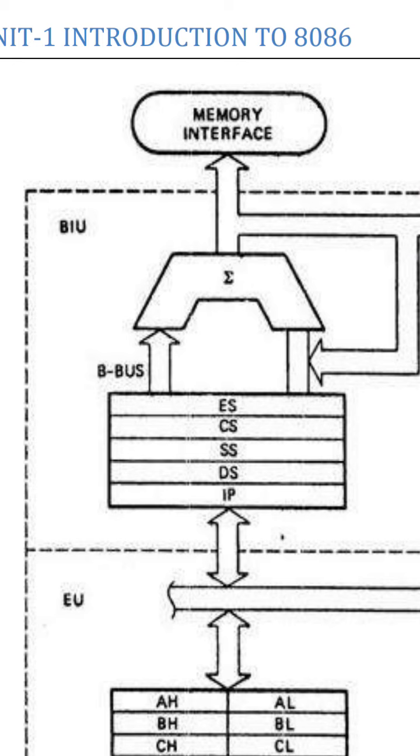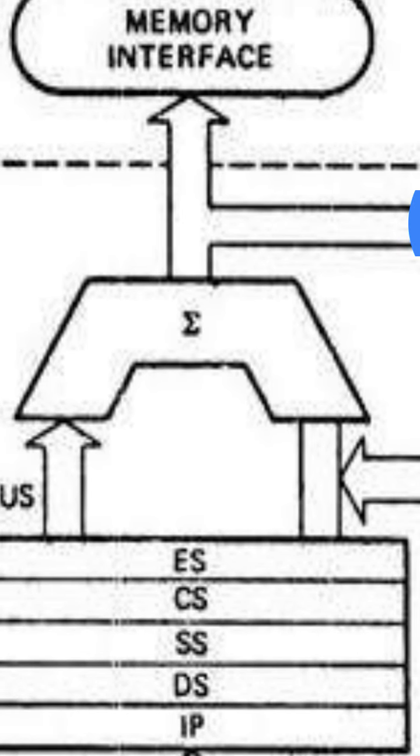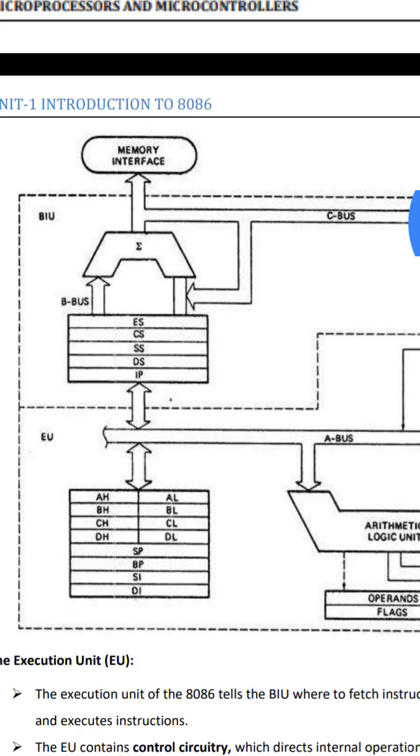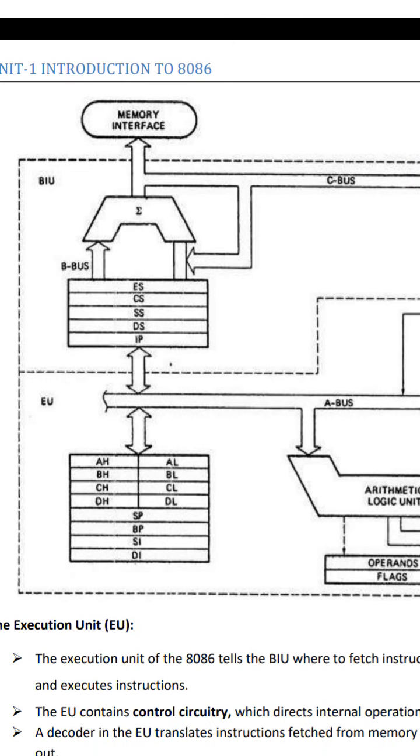What happens is, the segment address is shifted by 4 bits and it is added with the offset, and a total 20-bit address is generated. So we will see what logic is used. Therefore you can see this sigma is for that purpose, for calculation of the physical memory address. This operation we will see further on. So first of all let us discuss the architecture.